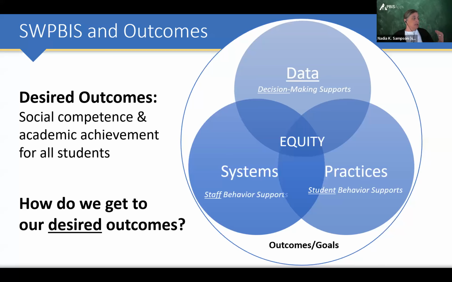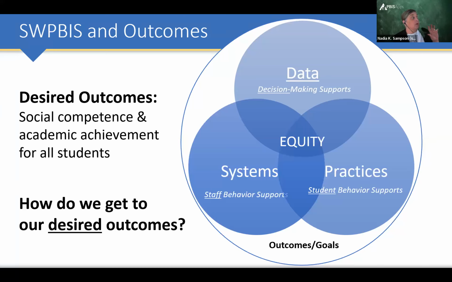to remember that we're looking at systems. What are the systems that support staff behavior to get us to those outcomes? What are the practices that support students, the behavior supports that we have for students that are going to get us to better outcomes for our students? And how are we going to use our data? How are we going to make sure that we have the data systems and practices in place to actually look at our data and use it for decision making? Because we're always trying to get to better social competence, academic achievement for all of our students.